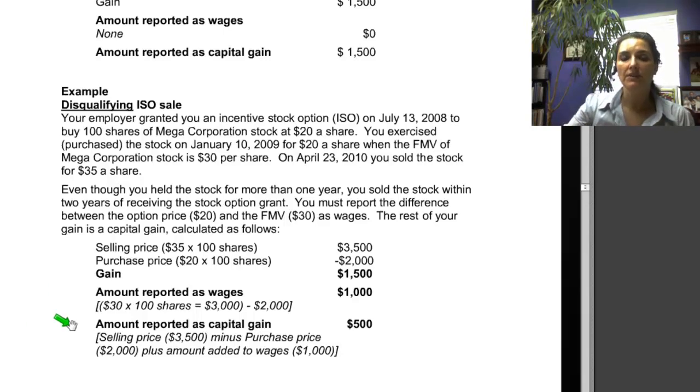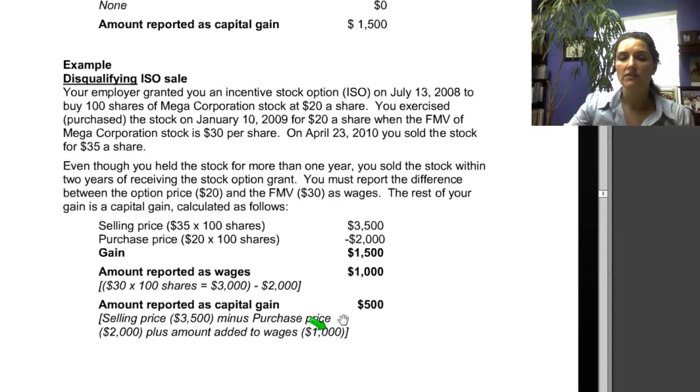So the amount to be reported as a capital gain, well, you would take the amount that was reported as wages, which would be 30 times 100 shares, minus the $2,000 that you paid for those shares, and that gives you $1,000. So on the date that you bought, the shares were worth $3,000, but you only had to pay $2,000 to get them, and that $1,000 spread gets added to your W-2 as wage income. If you sell more than a year later and you sell for $3,500, well, your cost will be $3,000. If the sales price is $3,500, that gives you a capital gain of $500.